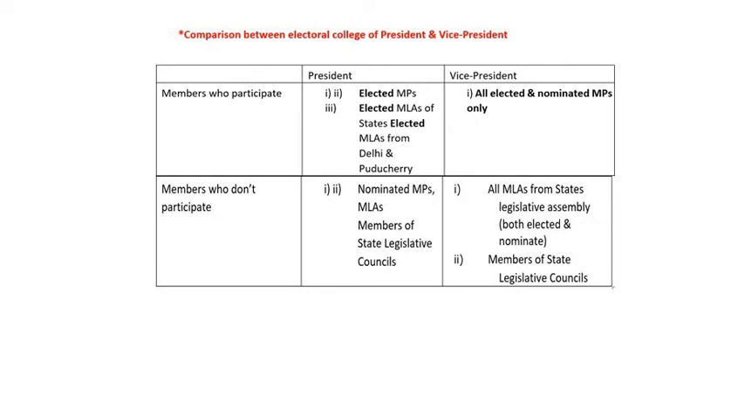But for the vice president, all elected and nominated MPs only. Members who do not participate in the election of the vice president are the nominated MLAs and members of the state legislative council. In the vice president's election, all MLAs from the state legislative assembly, both elected and the nominated members of the state legislative council, do not participate.